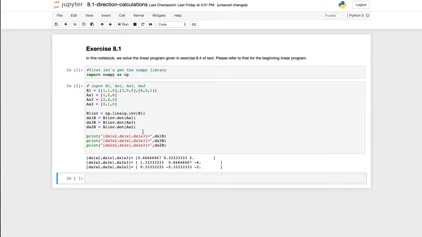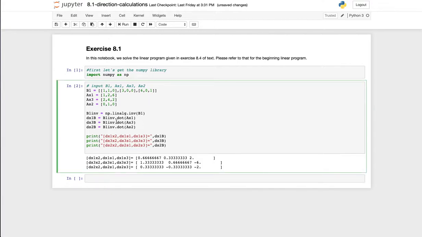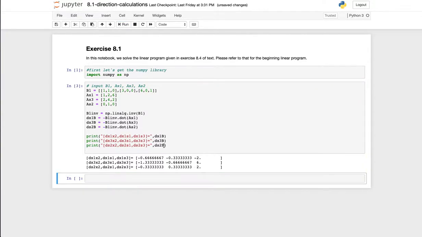But you know what? I did a problem here. What was my problem? I didn't put my minus signs in. So let's make sure we do our minus signs. I was thinking that doesn't look quite right. So let's put in the minus signs. And now they look right. Okay, good. Minus 2/3, minus 1/3, minus 2 for the basic components of dx1, minus 4/3, minus 2/3, 6, that's the basic components of dx3, and minus 1/3 and 2 for the basic components of ds2.